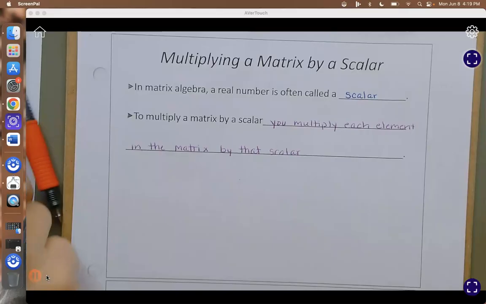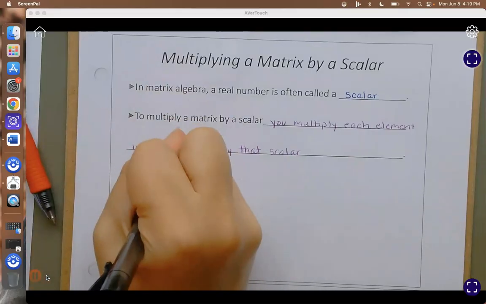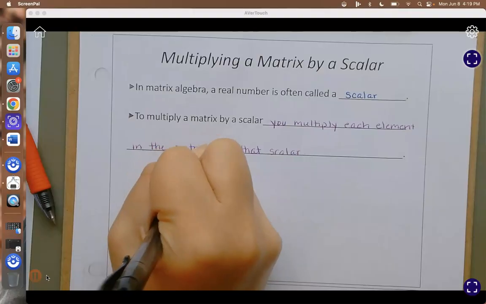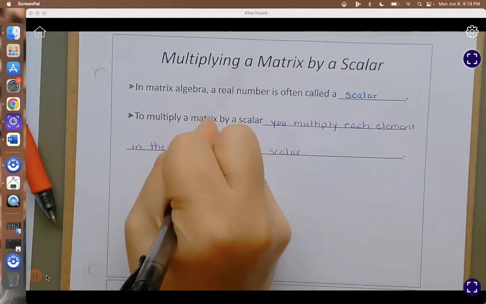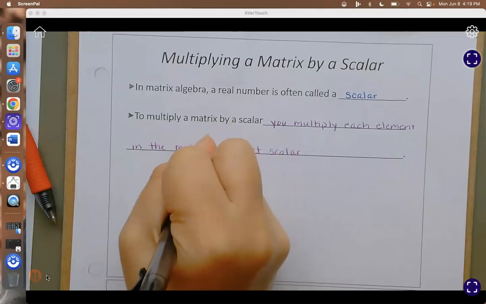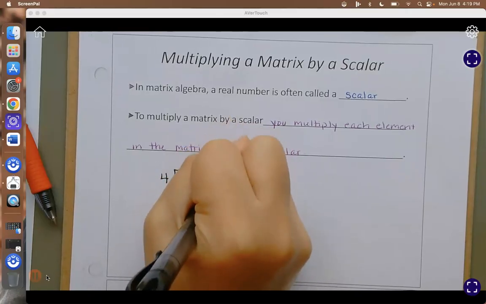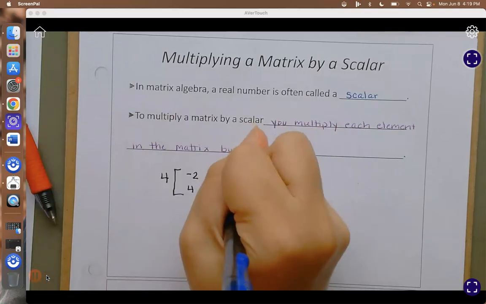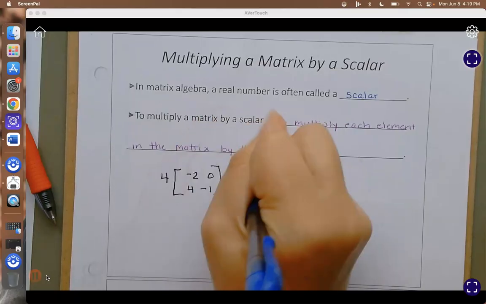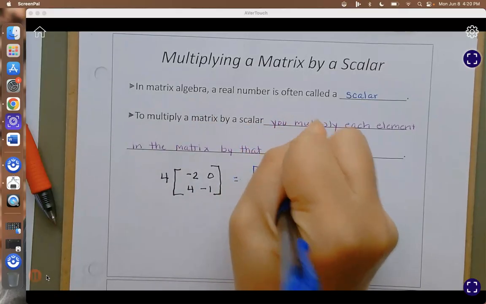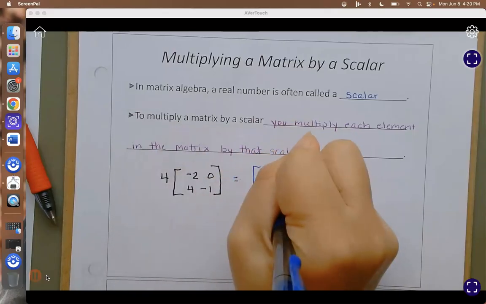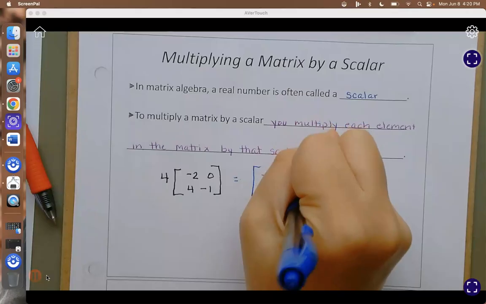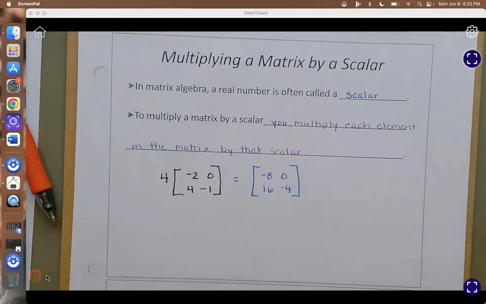Okay, so if my problem were 4 times -2, 0 in row 1, 4, -1. The 4 out front is the scalar. And the way I teach scalars, just do distributive property. So you multiply each of these things by that 4. Okay? So what you're going to get, 4 times -2 is -8, 4 times 0 is 0, 4 times 4 is 16, and 4 times -1 is -4. Scalar multiplication. So easy.